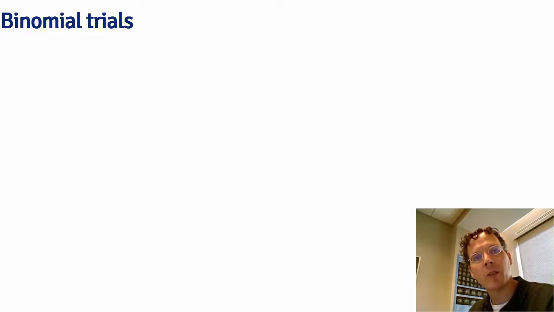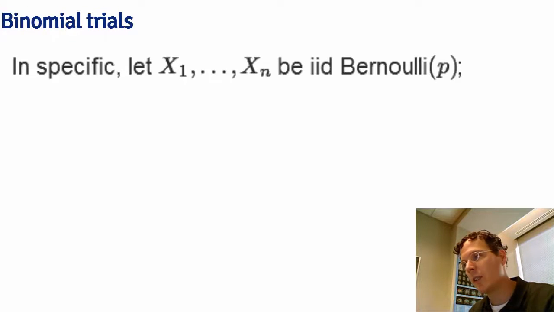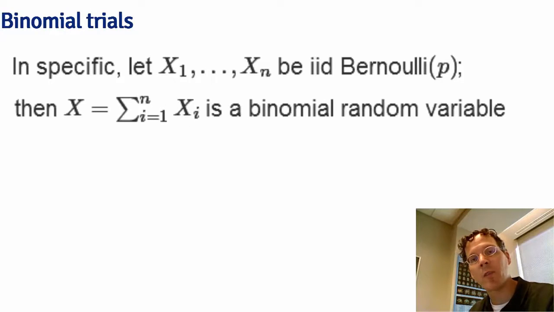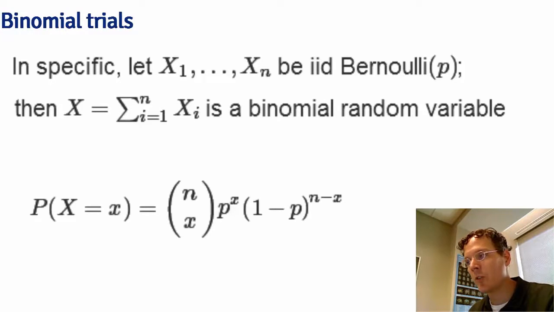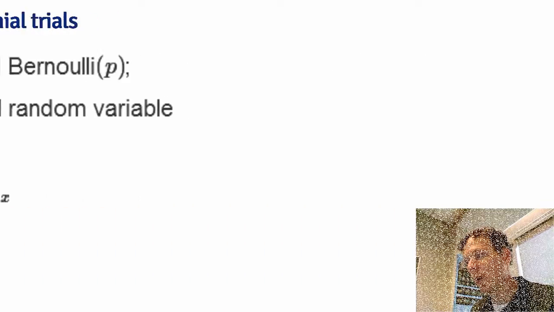A binomial random variable is obtained as the sum of a bunch of IID Bernoulli random variables. So ostensibly, a binomial random variable is the total number of heads on the flips of a potentially biased coin. Mathematically, let x1 to xn be Bernoulli p, then x, the sum of them, is a binomial random variable. The binomial mass function looks a lot like the Bernoulli mass function, though with n choose x out front.